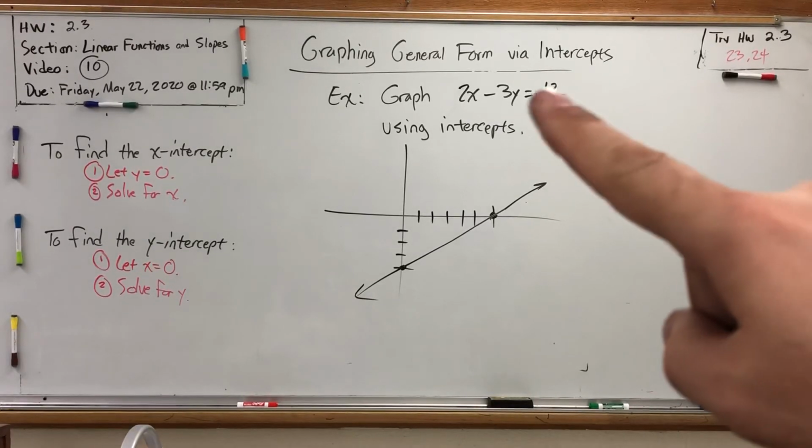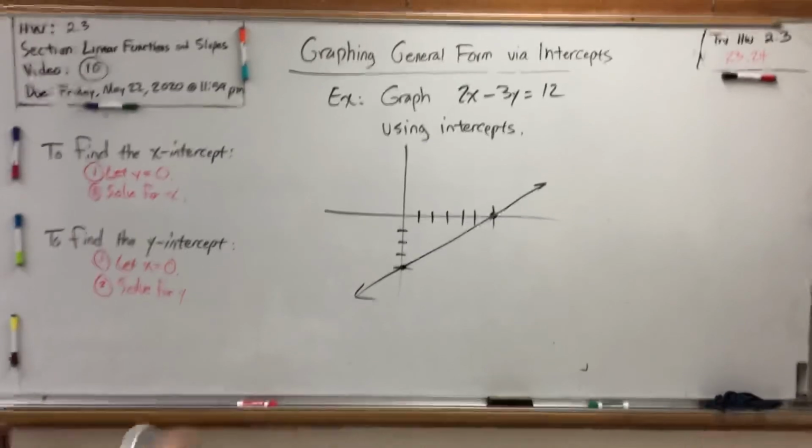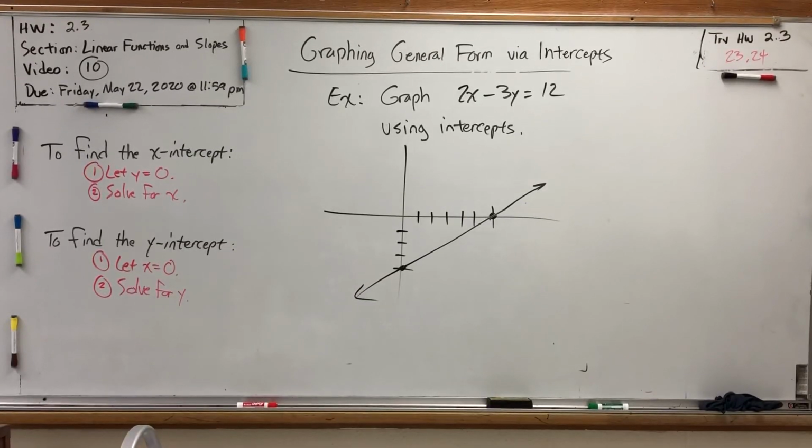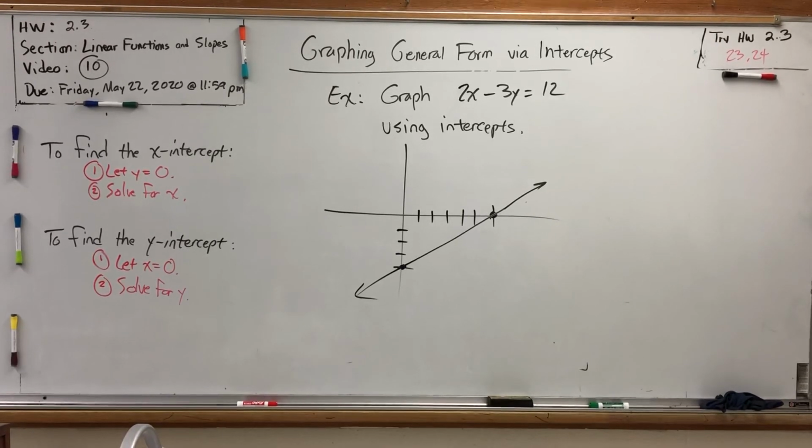Oh, one more thing. In the homework, the graphing general form via intercepts is questions 23 and 24. There is a question 25 in the homework, but I like putting problems up there that I don't specifically show in the videos to get you to think and to reach out for help.